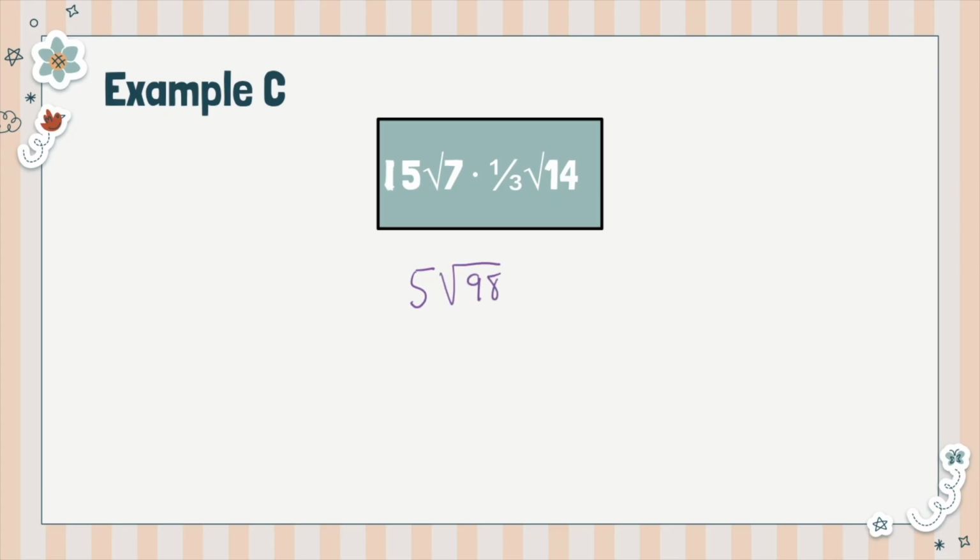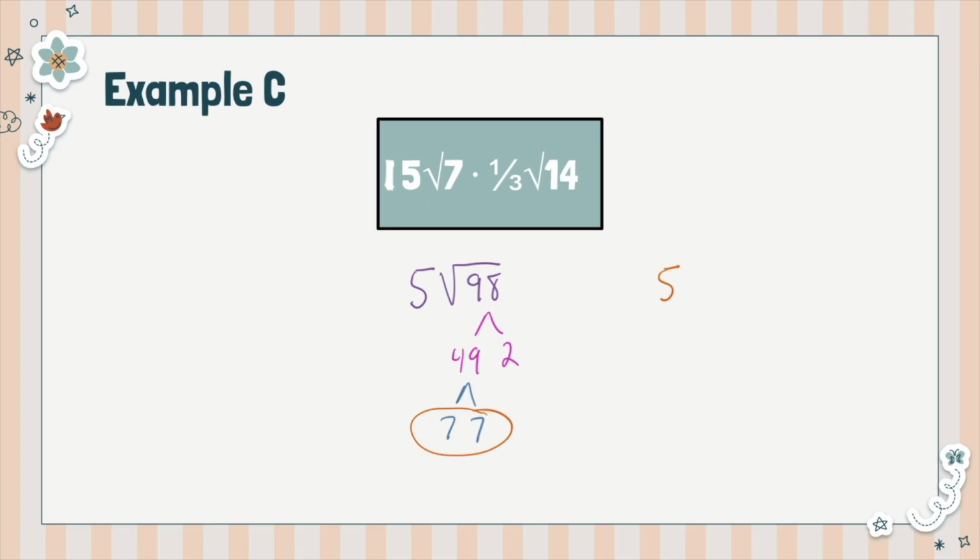Now, the problem with that is 98 can be simplified. So we're going to have to break that one down. So we've got 98. That's an even number. So I know I've got 2 times something. That's going to be 49. And then 49 can be broken down to 7 times 7. So now I need to check, is there pairs that I can pull out? And there is. I could pull out this pair of 7s.